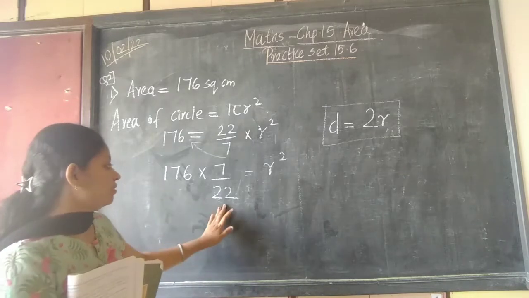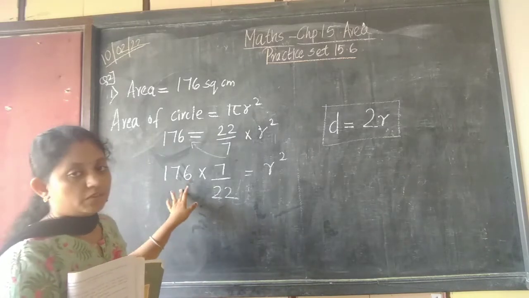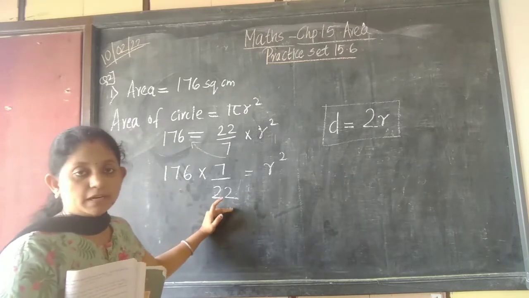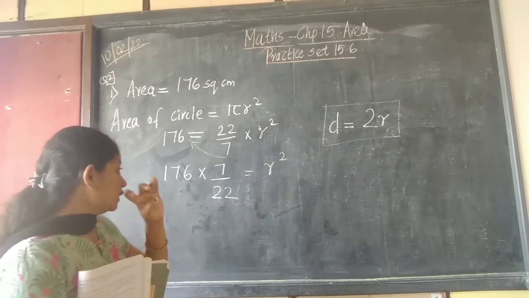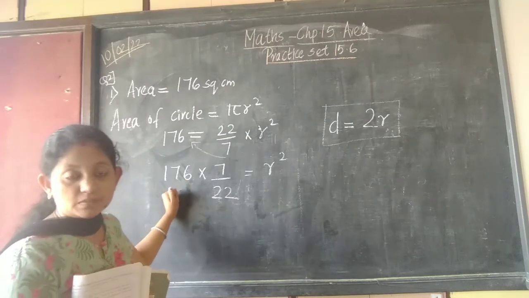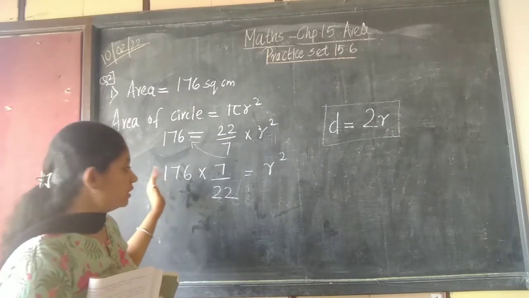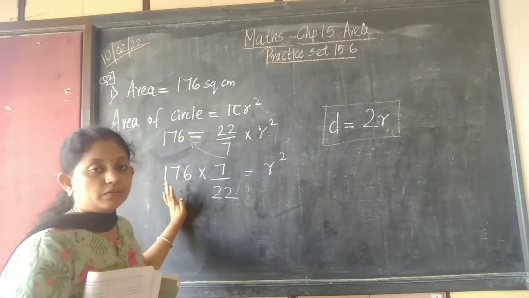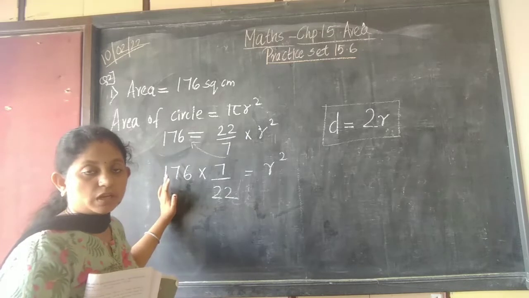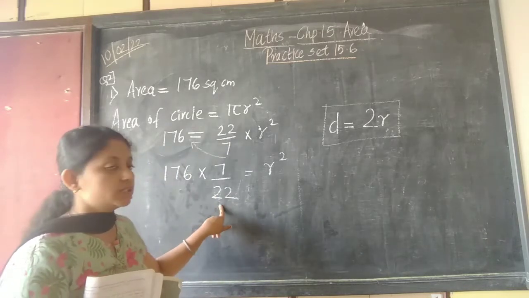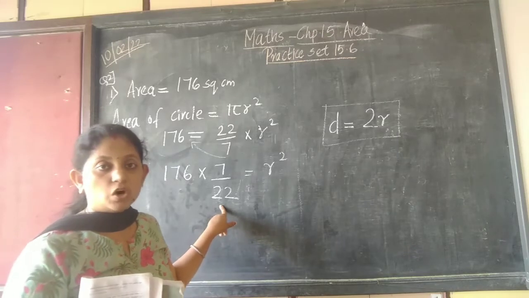Now, just check, can we divide? Does 176 get divided by 22 or not? You can also divide first by 11. Just check whether 176 is divisible by 11. If possible, you can cancel this first by 11, and then whatever you get, again you can cancel and find the answer. Or you can see whether the number comes in the table of 22 or not.